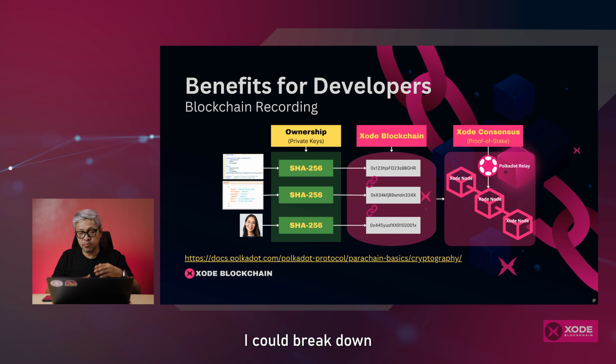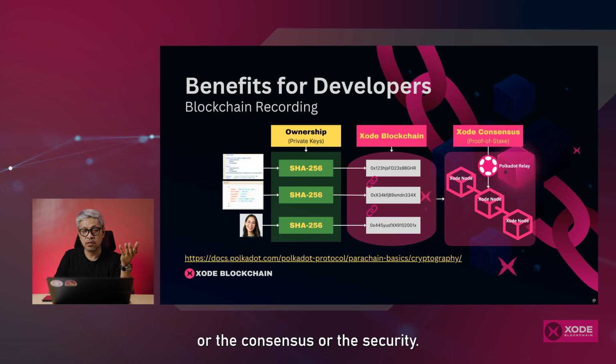I could break down how we could explain the blockchain into four parts. The first part is the input part. The second part is the ownership and encryption part. The third part is the XODE blockchain database part, actually the storage. And the fourth part is the distribution or the consensus or the security.